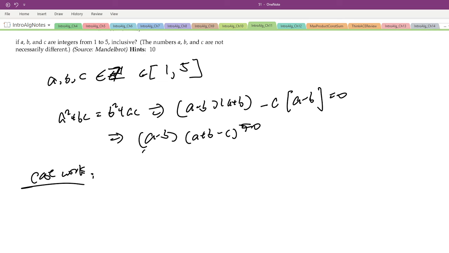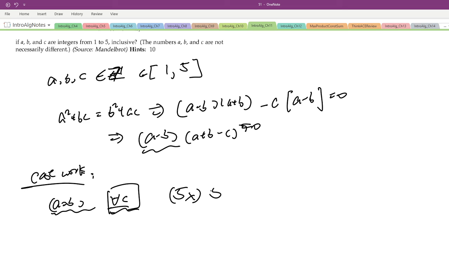Okay, for the casework, you can see if a equals b, basically you can pick any c, right? So a equals b has 5 choices, from 1 to 5, and for each one you have 5 choices to take the c, so we have 25 for this case. Okay, this is case 1.